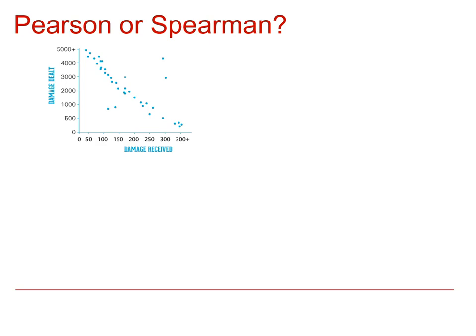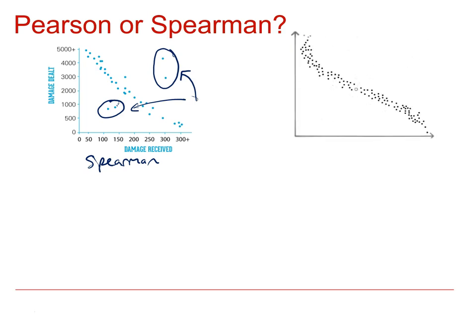So, Pearson or Spearman here. This first one has too many outliers to use Pearson's. So we'd either have to use Spearman, or we'd have to come up with a very good reason for why we could eliminate those outliers, such as a data recording error.